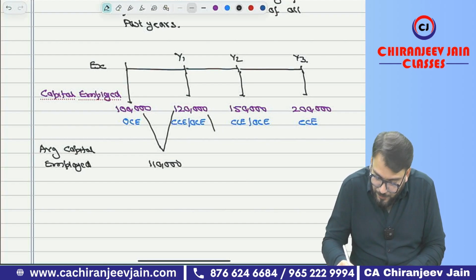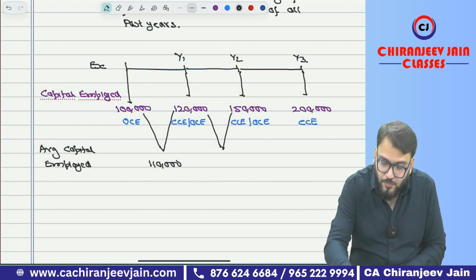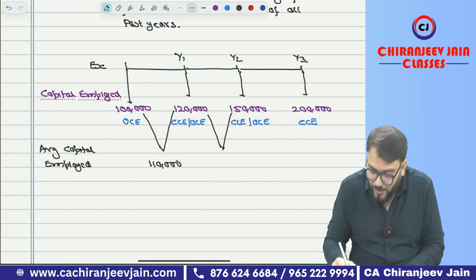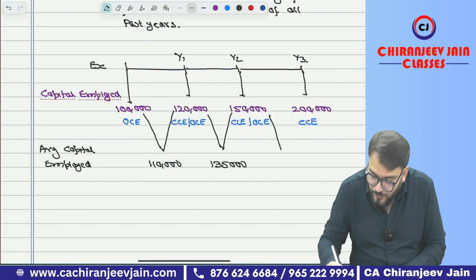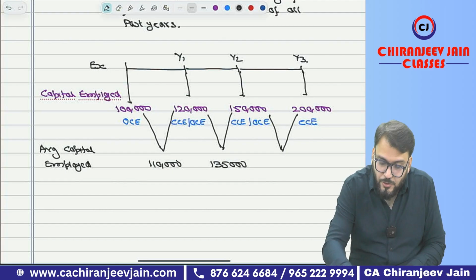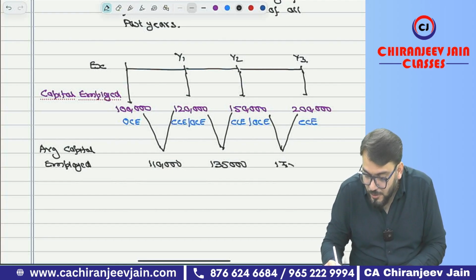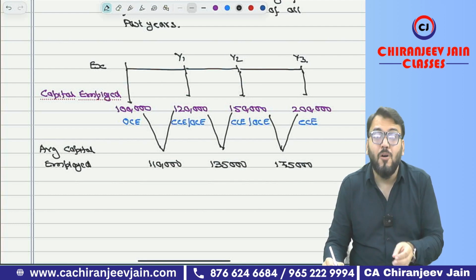For the second year, it will be 120 plus 150. So 120 plus 150 divided by 2 is equal to 1,35,000. And for the third year, it is 150 plus 2 lakh. So 150 plus 2 lakh divided by 2, it is 175,000. So this is the average capital employed of all the past years.